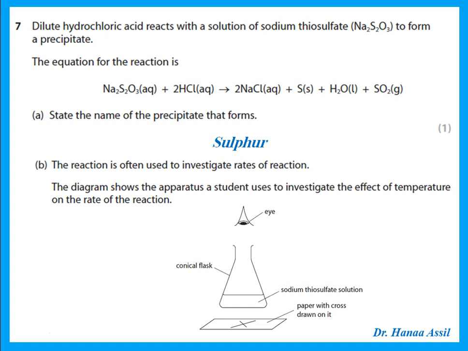The reaction is often used to investigate rates of reaction. The diagram shows the apparatus a student uses to investigate the effect of temperature on the rate of reaction. Remember, this is the kind of experiment that we do when something is giving a precipitate. If something is giving a gas, then we use a gas syringe or a balance to determine the rate. But if something is forming a precipitate, then I draw an X on the paper, I put the solution on the X, I look through the solution, and I measure the time taken for the X to disappear, because as the precipitate forms, the solution becomes cloudy until I can no longer see the X through the solution.